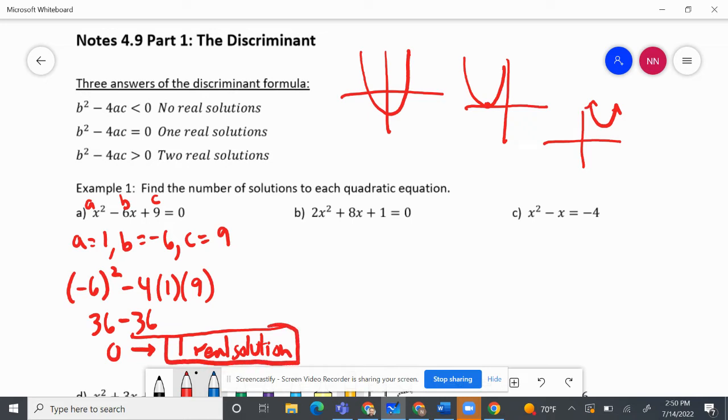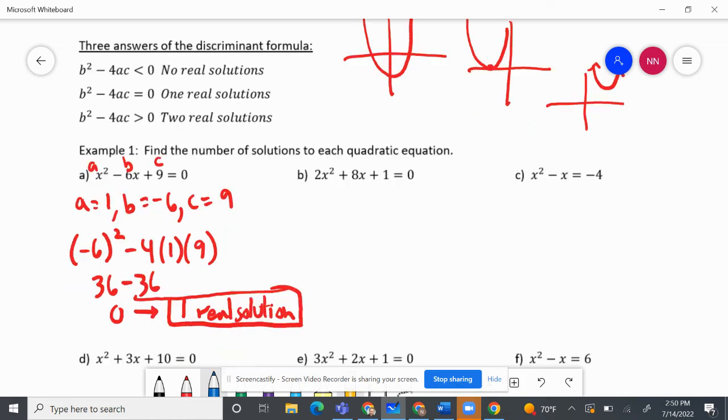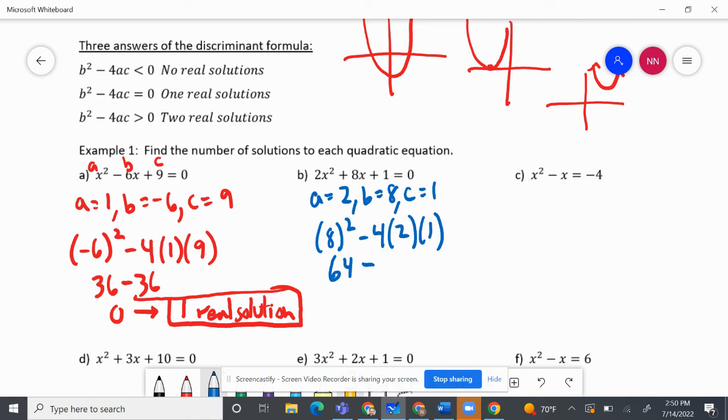Now, let's look at letter B. Our a value is 2, our b value is 8, our c value is 1. So we have 8 squared minus 4 times 2 times 1. That would be 64 minus 8. And 64 minus 8 is 56, which means that there are two real solutions.